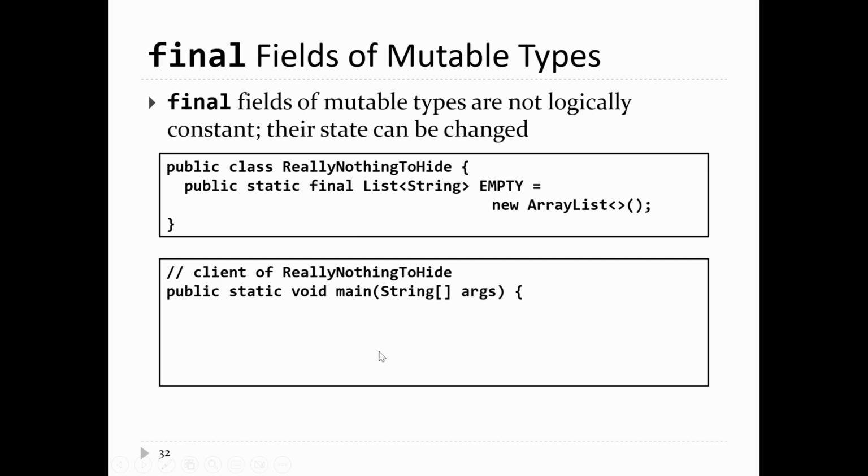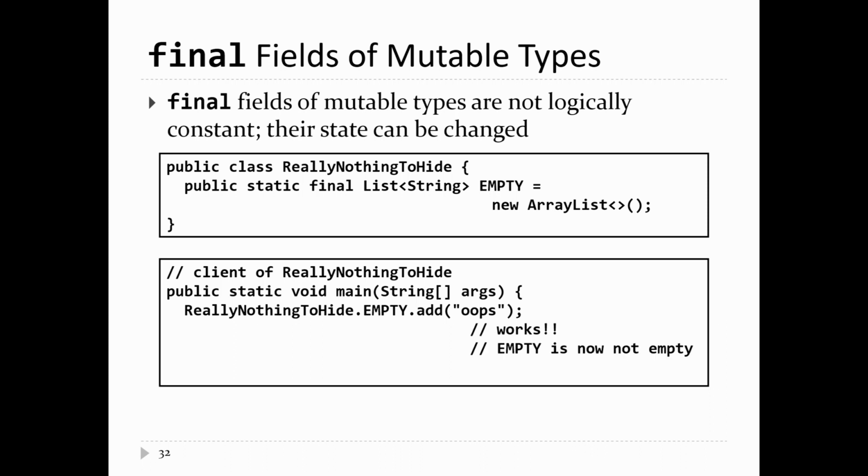What's the problem? You can call a method belonging to the list that changes the list. So now your empty list is no longer empty. It now contains the string oops. And now you've got a problem. So in this case, the list empty is not logically constant. Its state can change. So if you need a constant, don't make it a mutable type like list. Make sure that it's some sort of immutable type like string.